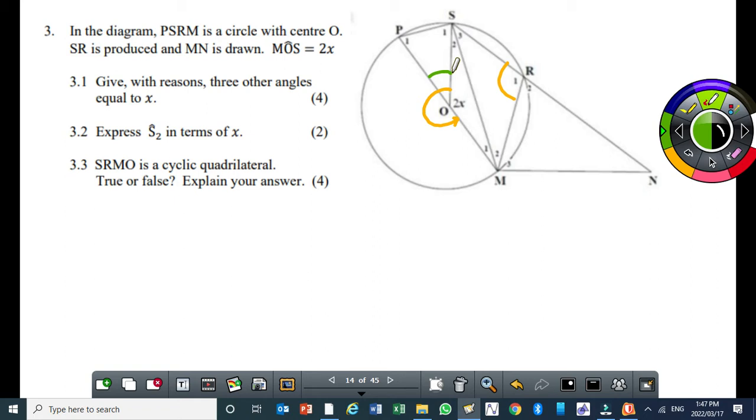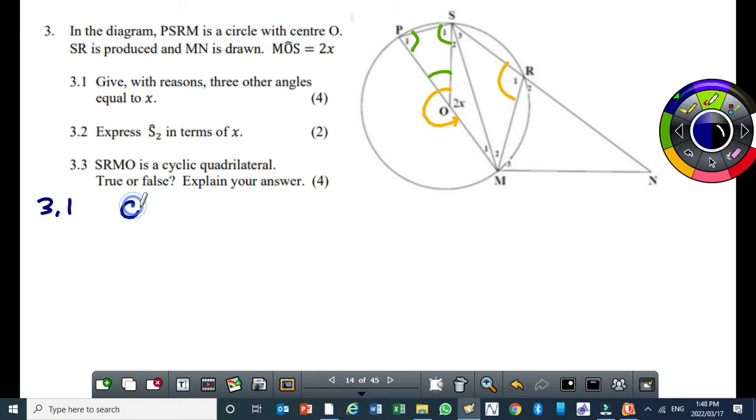So obviously, because OP is a radius, OS is also a radius, P1 is going to be equal to S1. But that's a very long route. The easiest is just to say 2x is equal to P1 plus S1, which means P1 and S1 are both going to be x. But let me just write it down nicely. The way you do it is going to be slightly different from me in terms of the layout.